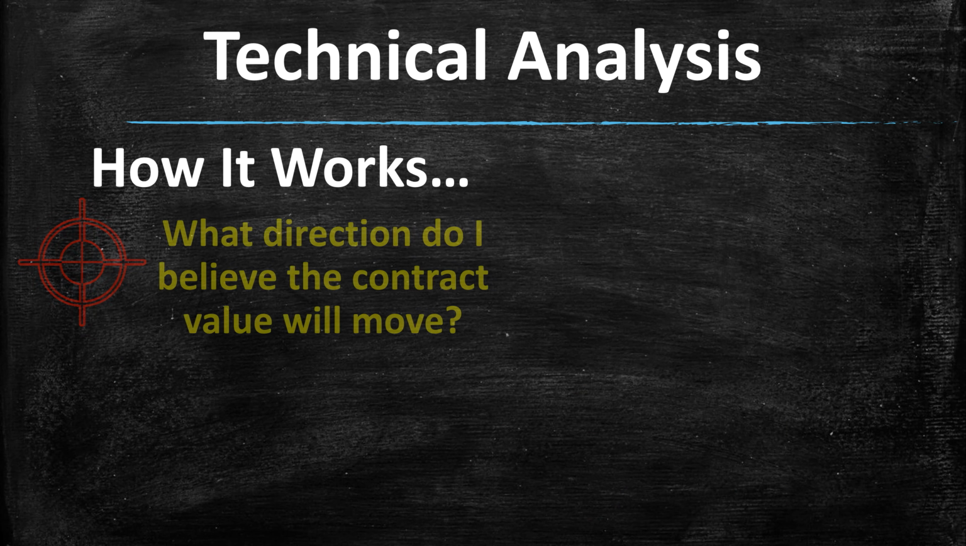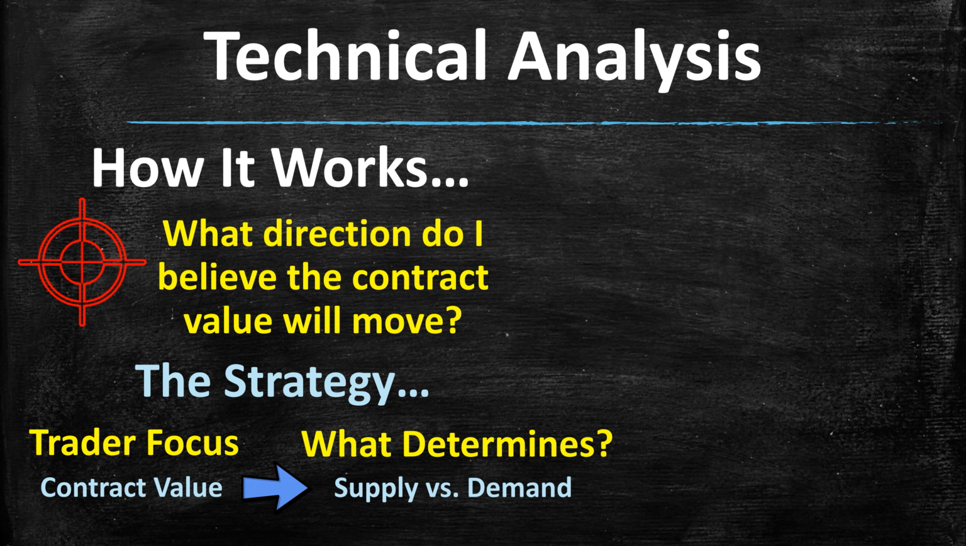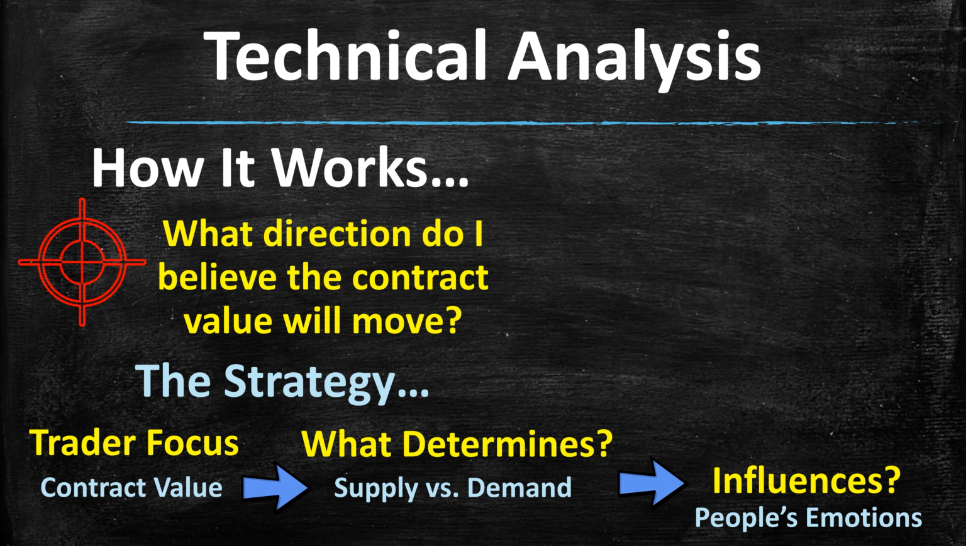So how does this work? Well, again, what direction? That's what we're trying to pinpoint. None of this changes. But now you've got to ask, okay, what is influencing the supply and demand? In this situation, it's people's emotions, right? People's emotions, that's the influence here. People are scared. People are excited. People are overconfident. People are fearful.